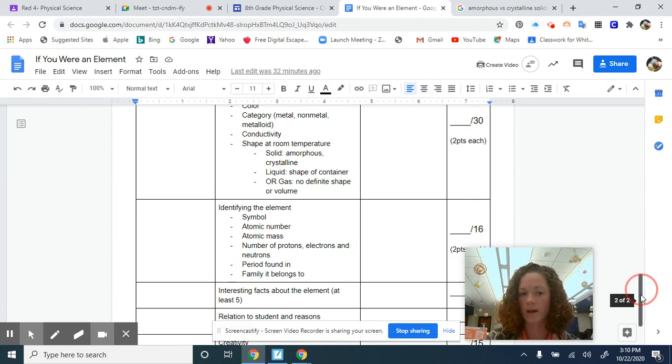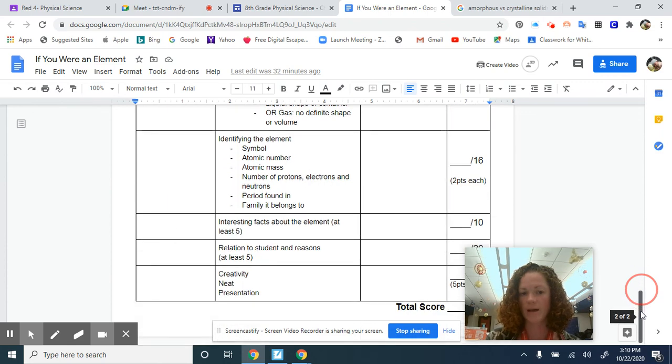Then you need to look up 5 interesting facts about the element. You need to explain 5 ways that you relate to the element, and then it needs to be neat, creative, and you have to present. Most likely, we're going to be presenting with Screencastify this year.